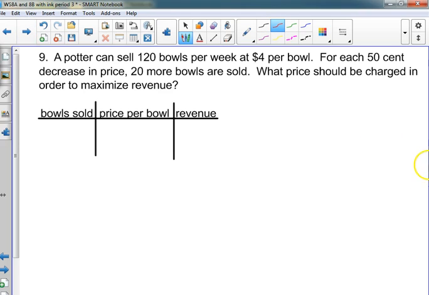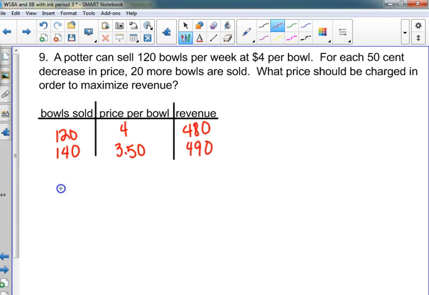This is the same kind of question. A potter currently sells 120 bowls at $4. So right now, this potter is making $480 in revenue. For every 50 cents that he lowers the price, so if he goes down to $3.50, 20 more bowls will sell, so we'd be up to 140. Can someone do 140 times 3.50? That'd be 70 times 7, 490, I think.